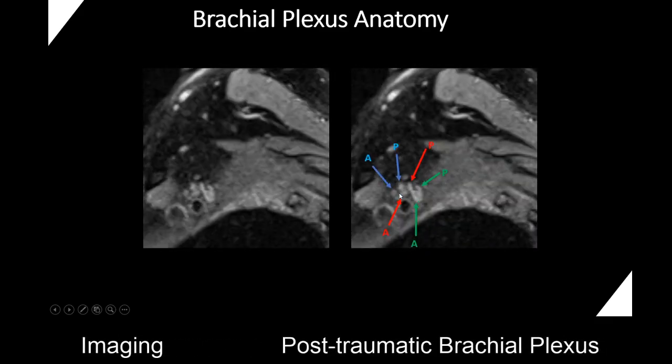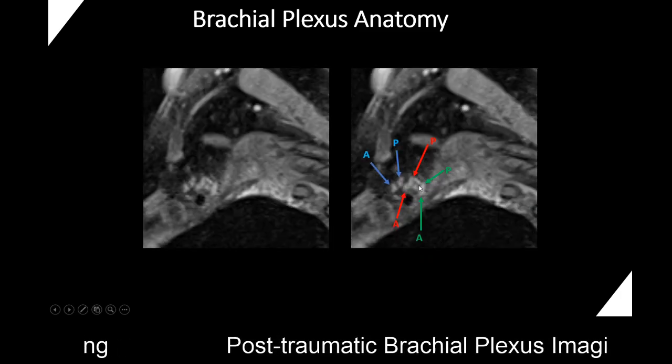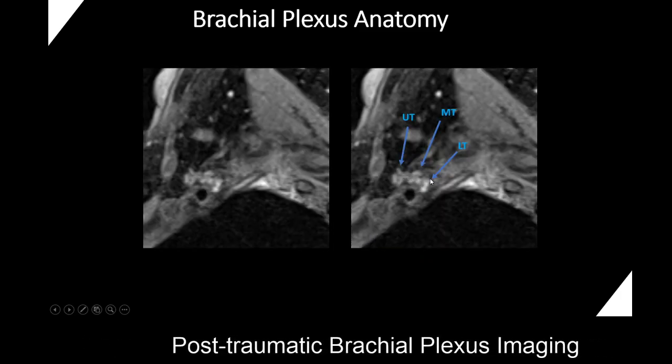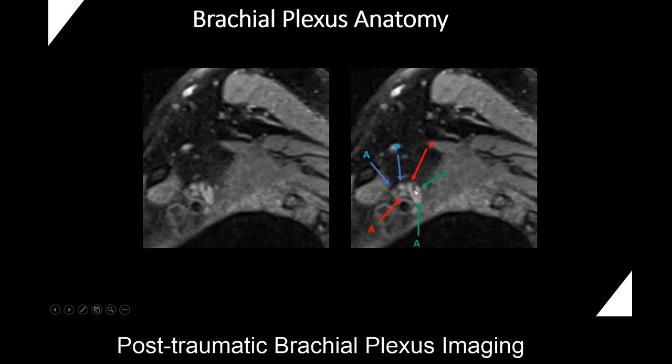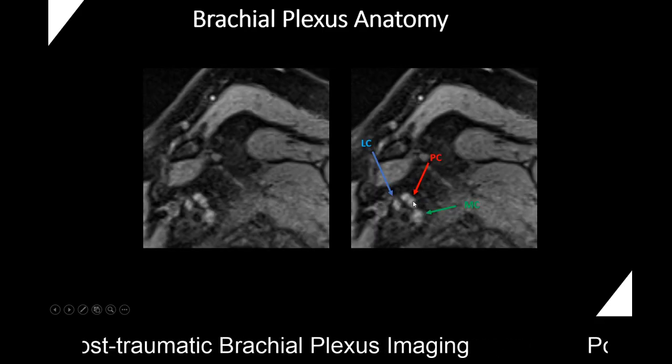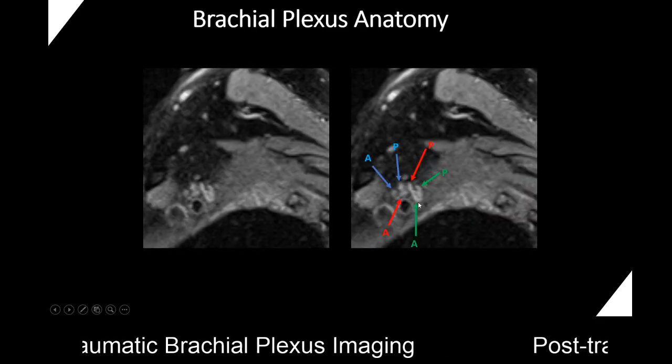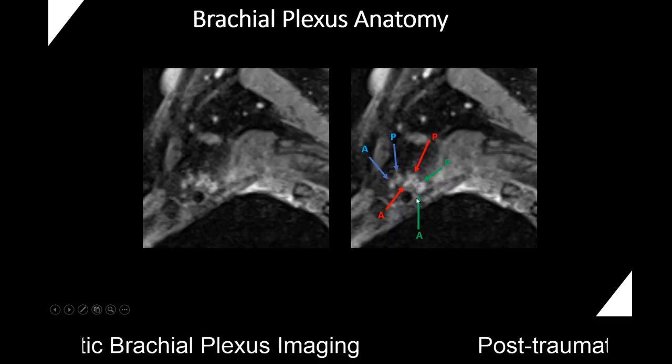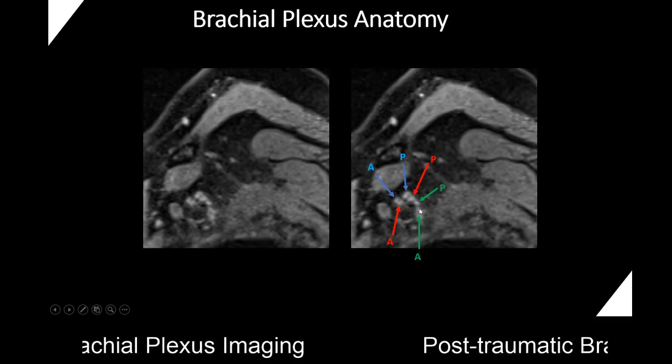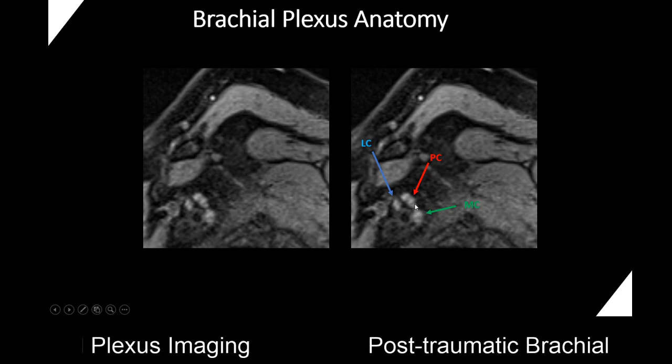We're going to back up, and now we're going to follow the posterior divisions of the trunk. So posterior, posterior, posterior, and they will come together to form the posterior cord right there. And then the anterior division of the lower trunk will continue and form the medial cord. And so a good place to stop and look is right around here.